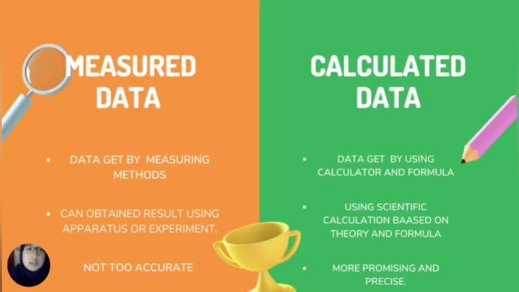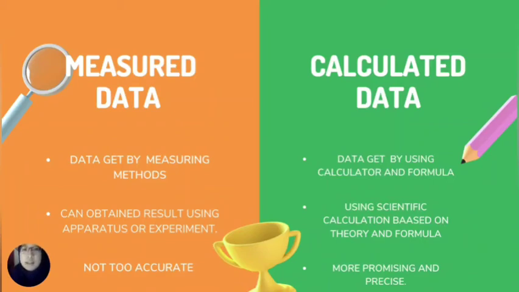First question is measured data. Measured data means data obtained by measuring something using a measuring method. The result can be obtained using apparatus or after an experiment, whether a manual experiment or measuring by hand. We consider measured data not as accurate as calculated data because there is no solid justification for it. Maybe error occurs when we conduct the measurement.